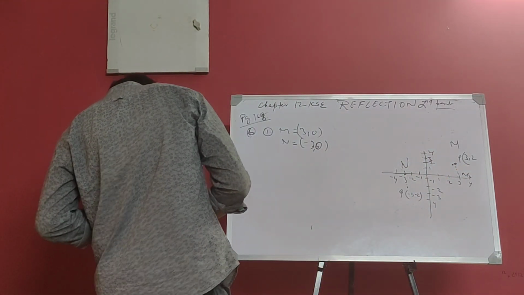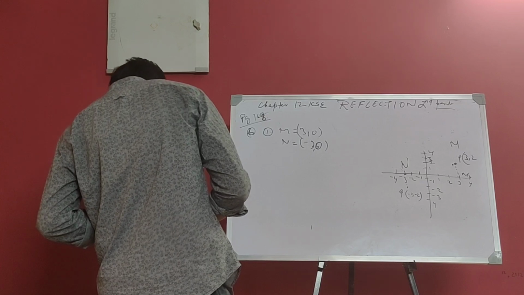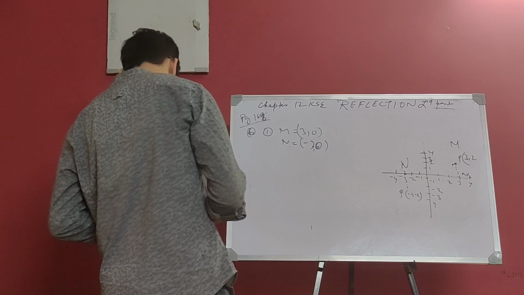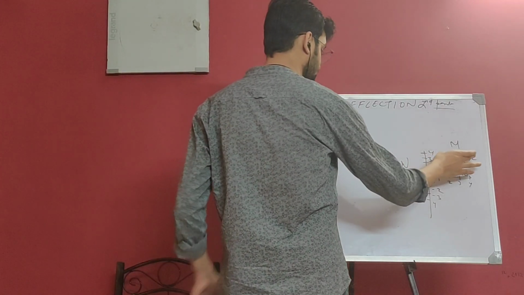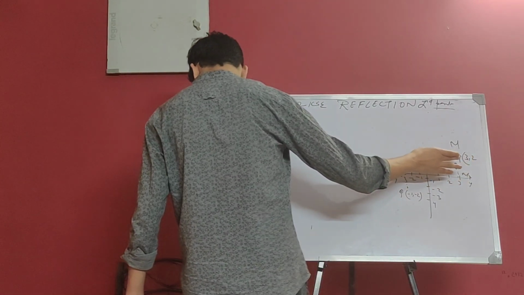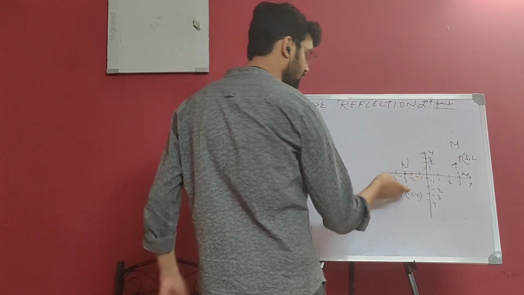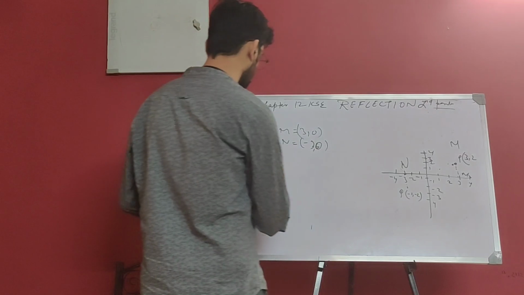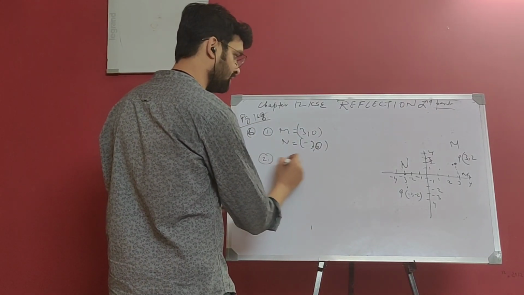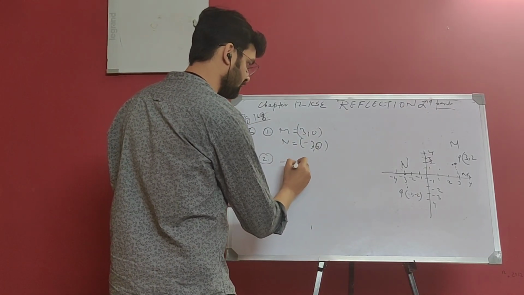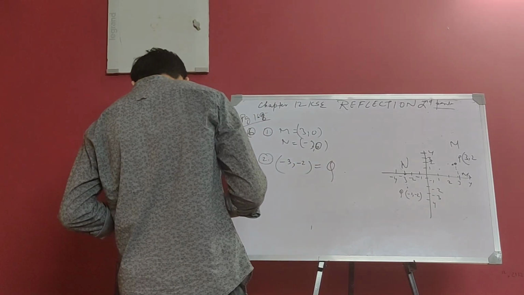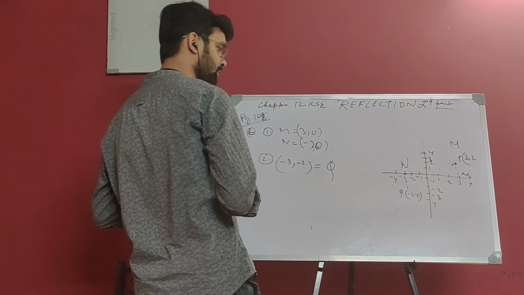The second question is, name the image of P on reflection in the origin. See, we need to reflect this in the origin. P is equal to 3, 2. So my value in the origin has to come here. So my second question's answer is minus 3, minus 2, the image of P in the origin, that is equal to Q itself. The third question, what diagram will it make?